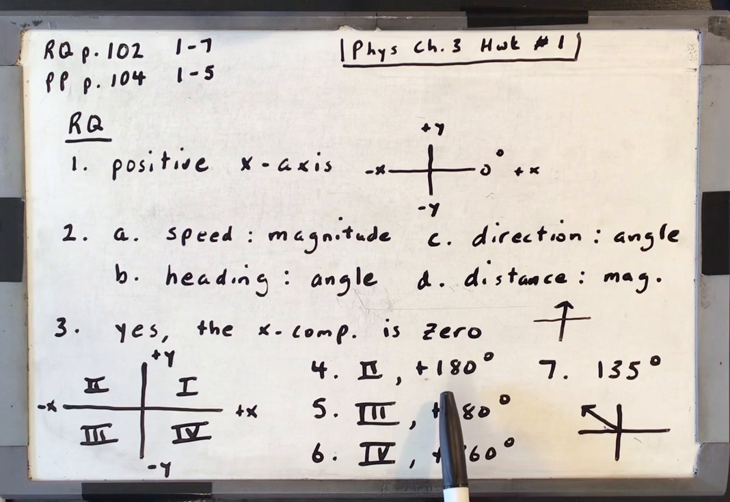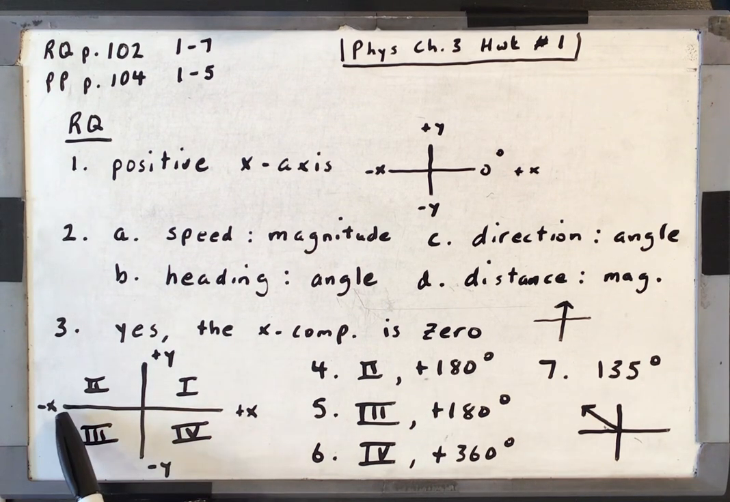Number 5 says a vector has an x component that's negative and a y component that's negative, so that'd be to the left and down, so quadrant 3. And in quadrant 3, you have to add 180. Number 6, x component is positive, so x is to the right, but y component is negative. That'd be down. That's going to be quadrant 4. And you have to remember to add 360 to your calculator number.